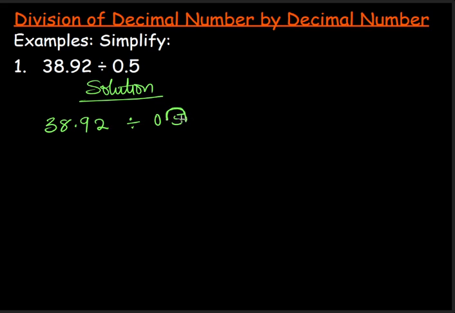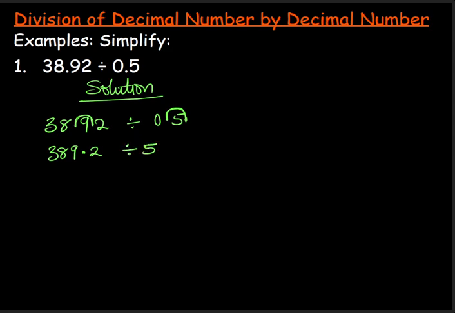Now, the number of times we shift the divisor determines how many times we shift the dividend. Please take note. The number of times we shift the divisor determines how many times we shift the dividend. So we have to shift the divisor once, and then we shift our dividend once also. So that will give us 389.2 divided by 5.